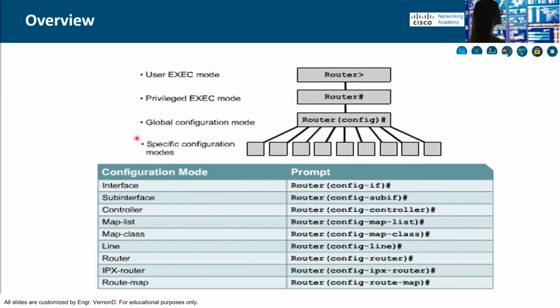Enjoy! Here are some of the global configuration modes of a Cisco IOS: config-if for interface, config-subif for subinterface, config-controller for controller, config-map-list for map lists, config-map-class for map class, config-line for line, config-router for router, config-IPX-router for IPX router, config-route-map for route map. Please go back to Module 2 to learn more about exec commands.